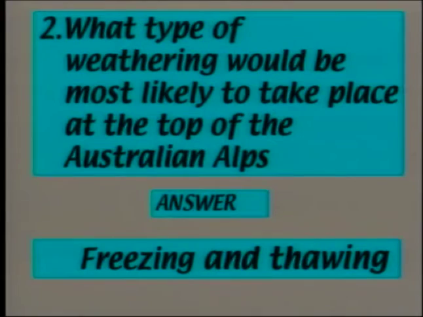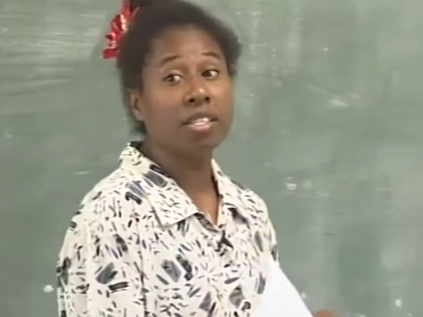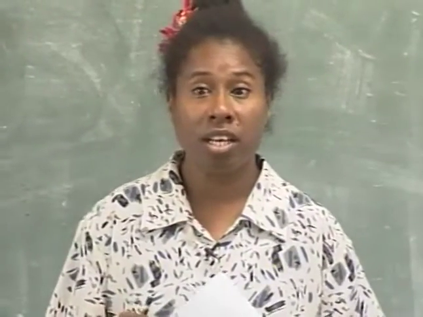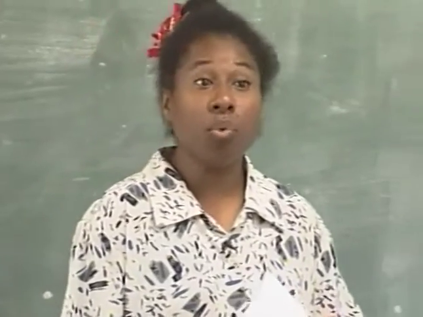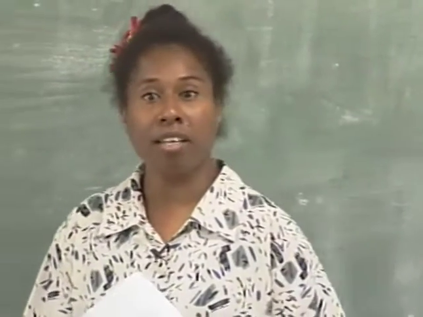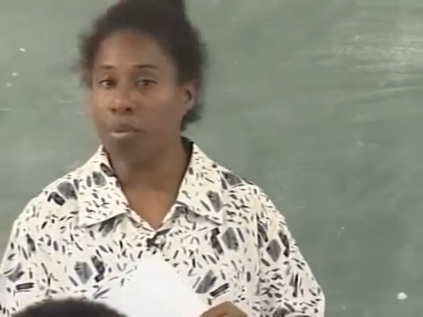Because the Australian Alps is located in a high altitude area. Okay, very good. We're looking at a high altitude area whereby temperatures would be cooler during perhaps the winter months, resulting then in formation of frost, ice, or snow. And that's when freezing and thawing would be more common. Thank you. Let's move on to question 3.